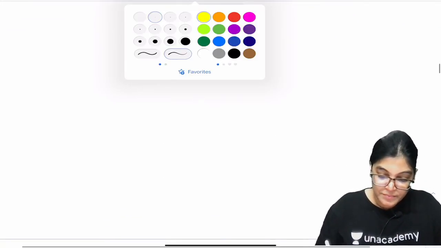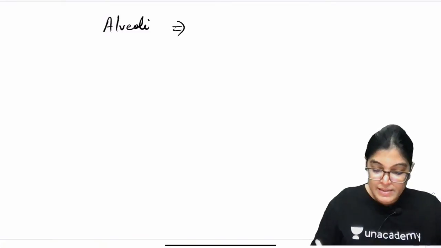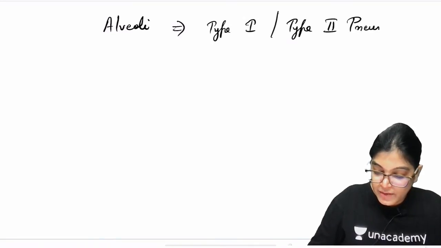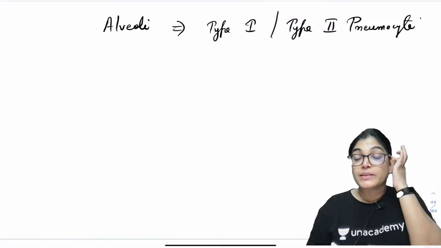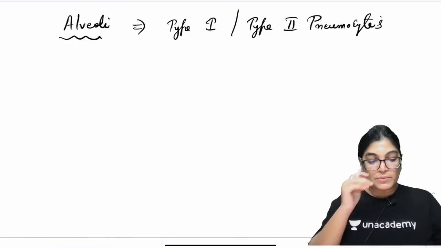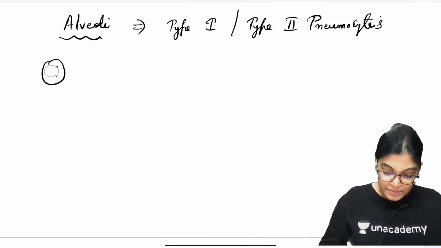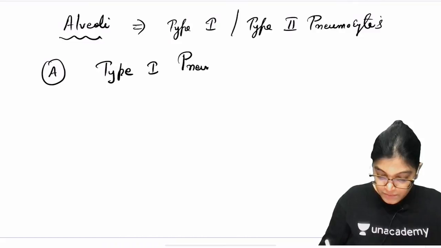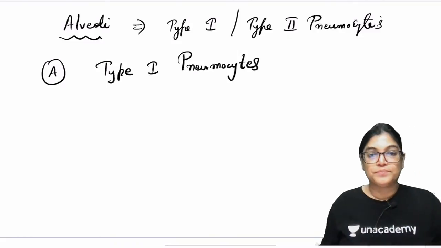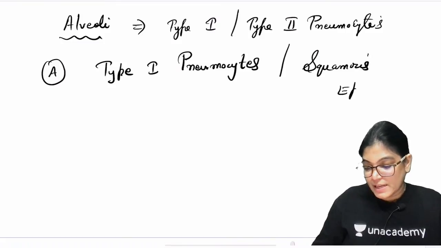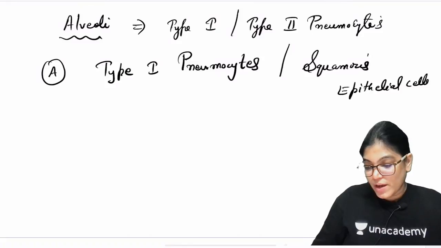So right now, the alveoli have type 1 and type 2 pneumocytes, and I will explain each of them. Write down firstly type 1 pneumocytes. What is the other name of type 1 pneumocytes? It is also called squamous epithelial cells.